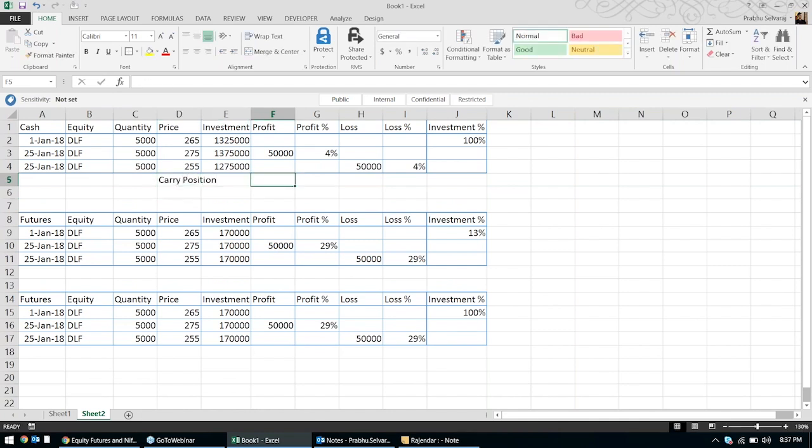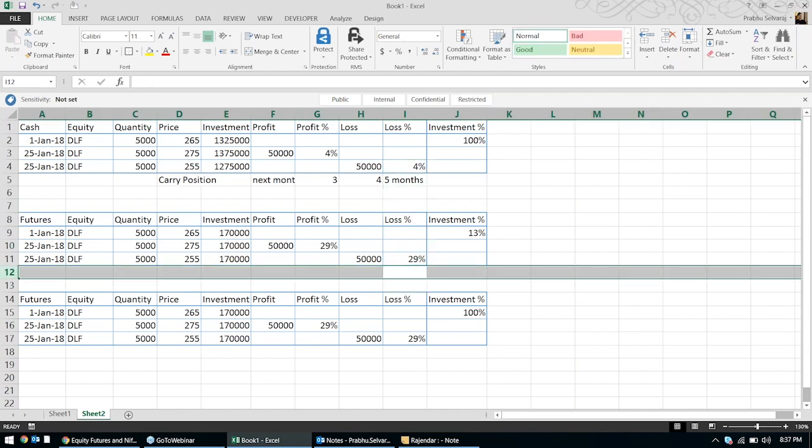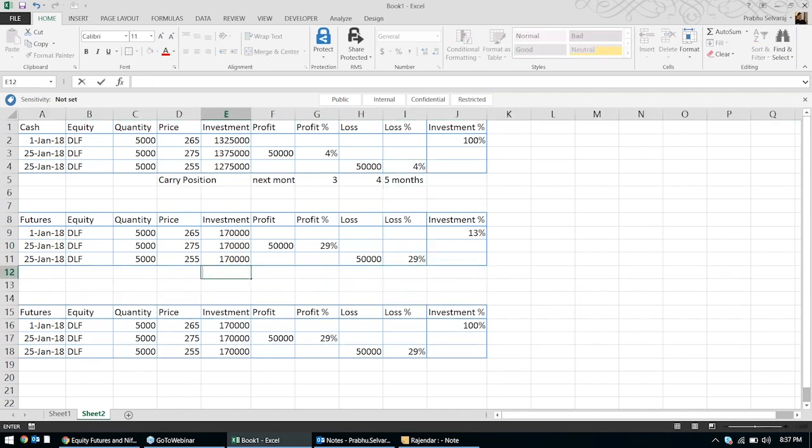I will sell next month, after 3 months, after 4 months, after 5 months also. I no need to worry about squaring off my position. My loss will still remain 4%. However, in the case of futures, I have to square off my position.